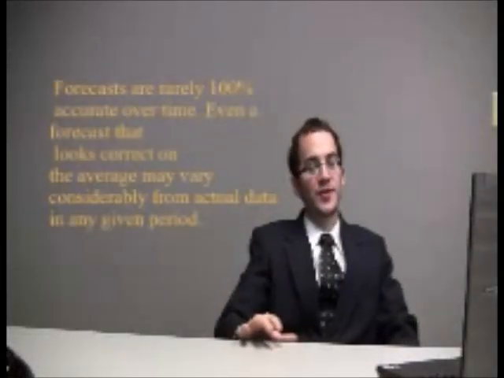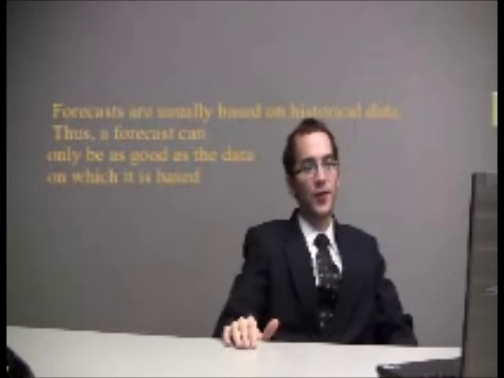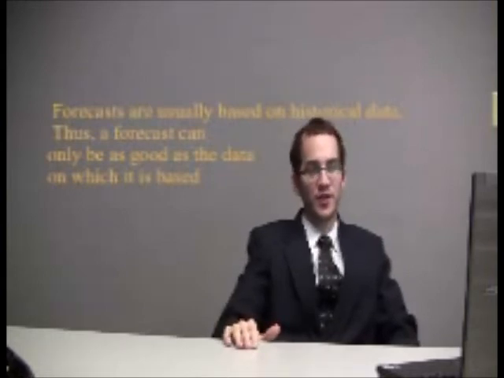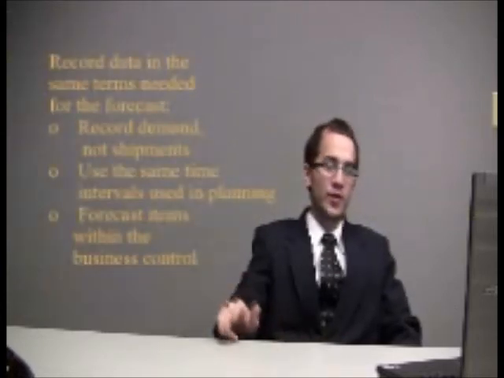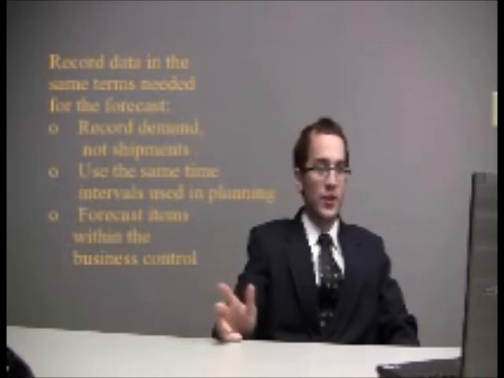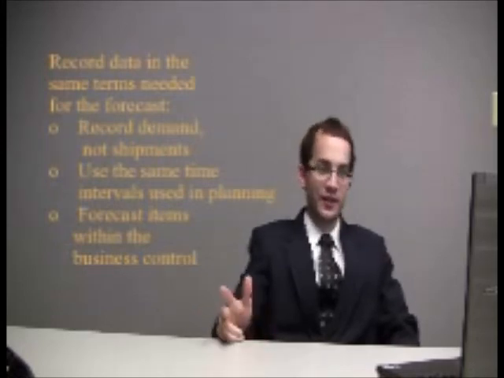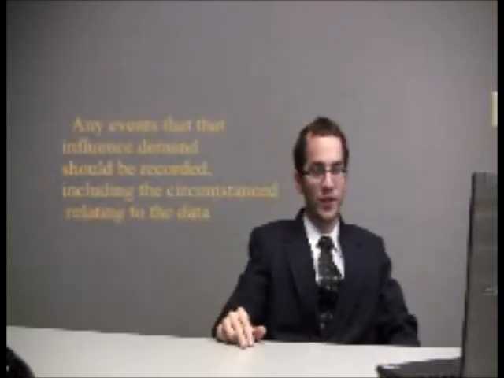Whenever we forecast, we must always remember that forecasts are rarely 100% accurate over time. Forecasts are usually based on historical data. Thus, a forecast can only be as good as the information on which it is based. Record data in the same terms needed for the forecast. Record demand, not shipments. Use the same time intervals used in planning. Forecast items within the business control. Any events that influence demand should be recorded, including the circumstances relating to the data.